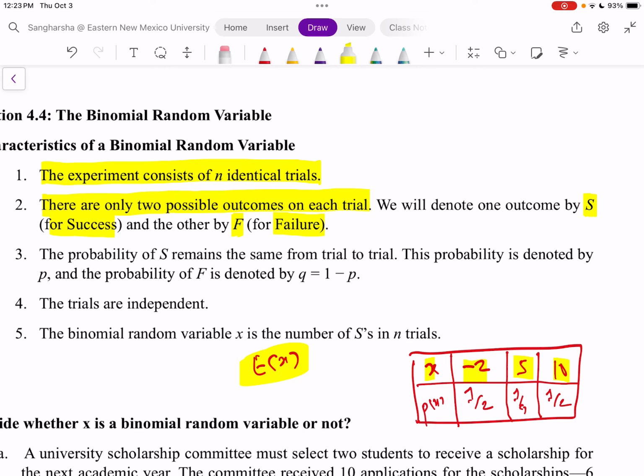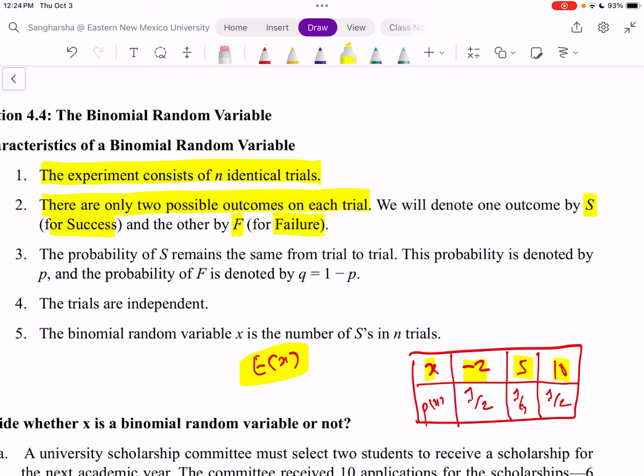You can call getting head a failure, it does not matter, and getting tail a success. So your experiment has similar trials. Each trial has 2 possible outcomes. One outcome is success, we use S to represent success, and the other outcome is failure, which we represent by F.